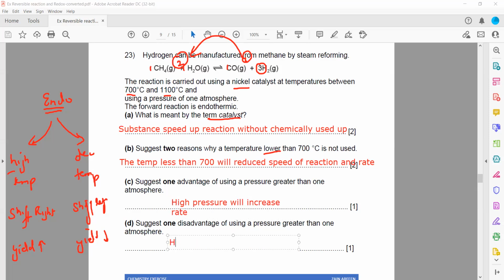The high pressure in this example will shift the equilibrium towards the left hand side, which reduces the yield. Yield means amount of product. Like you don't get too much product. The reaction will be faster, but the amount of the product which you will get will be smaller. Is it clear, the discussion of how the pressure is affecting the equilibrium as well as the rate of the reaction? Any doubt till this point?